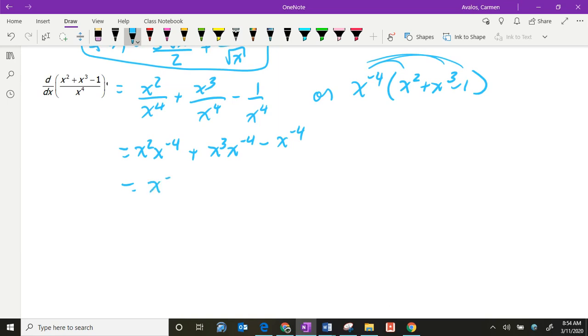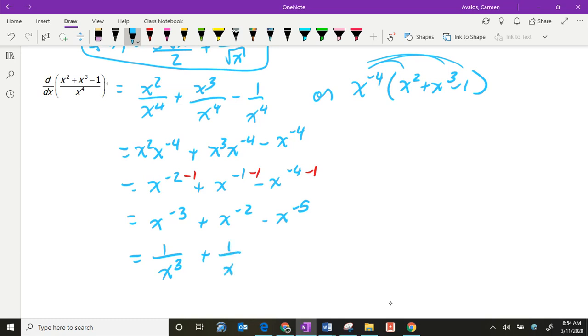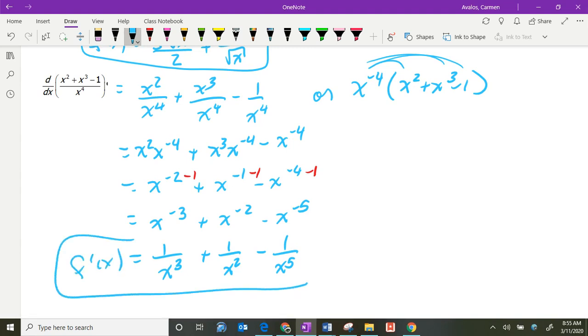So here we get x to the negative 2 plus, in this case, x to the negative 1 minus x to the negative 4. Now we take the derivative and we subtract 1 from every exponent. And so you get x to the negative 3 plus x to the negative 2 minus x to the negative 5. So your derivative is x to the 3rd plus 1 over x squared minus 1 over x to the 5th. And we are good with that. And that is the power rule.